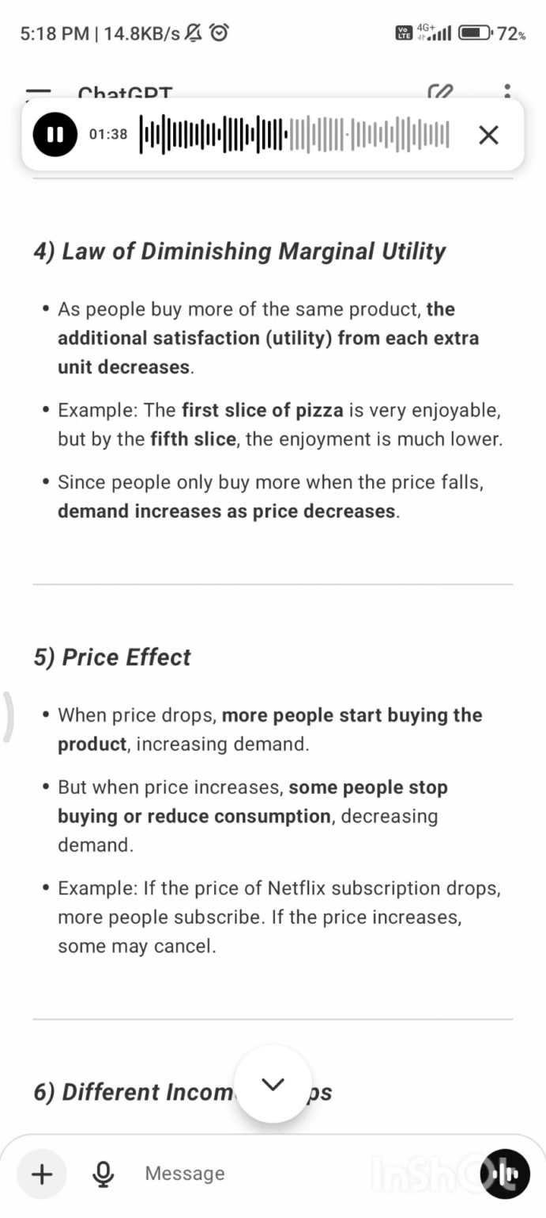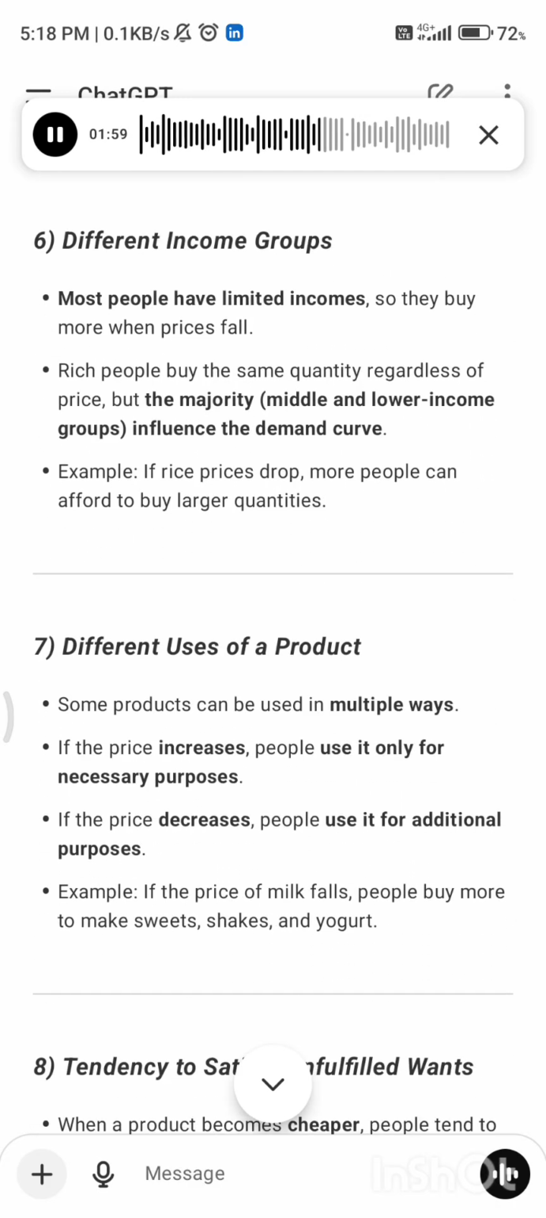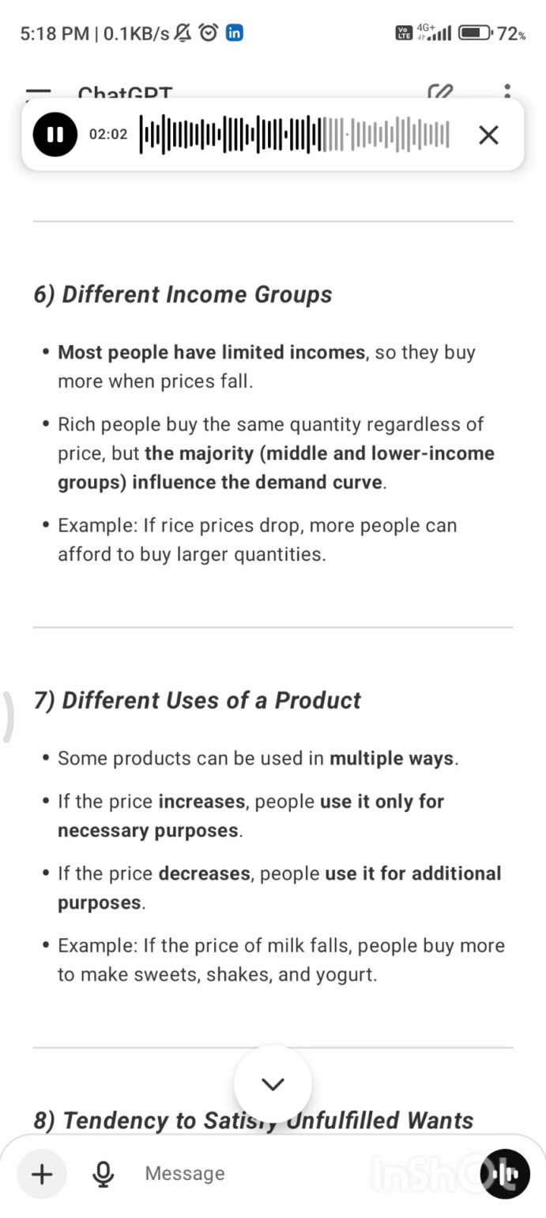5. Price effect. When price drops, more people start buying the product, increasing demand. But when price increases, some people stop buying or reduce consumption, decreasing demand. Example: if the price of a Netflix subscription drops, more people subscribe. If the price increases, some may cancel. 6. Different income groups. Most people have limited incomes, so they buy more when prices fall. Rich people buy the same quantity regardless of price, but the majority, middle and lower income groups, influence the demand curve. Example: if rice prices drop, more people can afford to buy larger quantities.